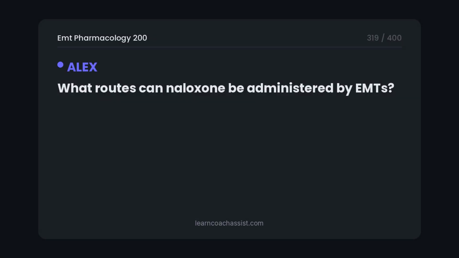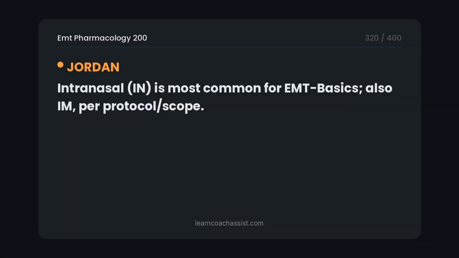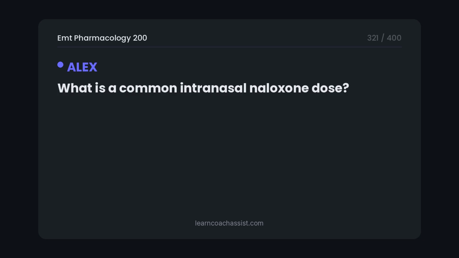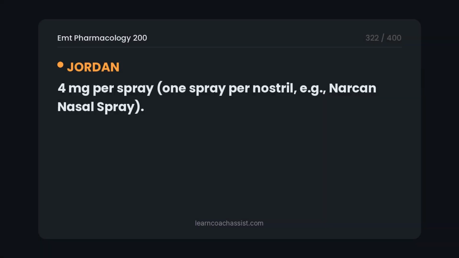What routes can naloxone be administered by EMTs? Intranasal, IN, is most common for EMT basics, also IM, per protocol/scope. What is a common intranasal naloxone dose? 4 milligrams per spray, 1 spray per nostril, e.g., Narcan nasal spray.